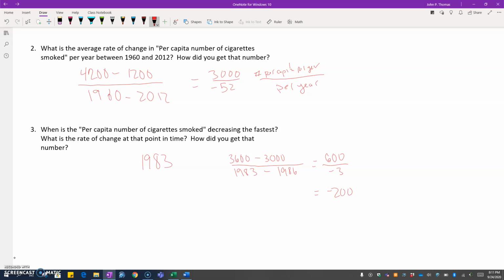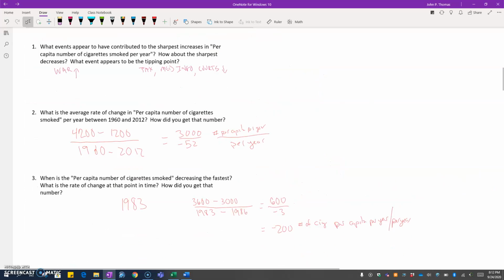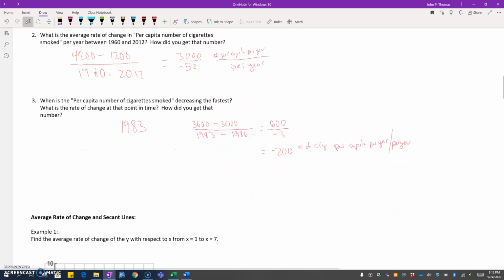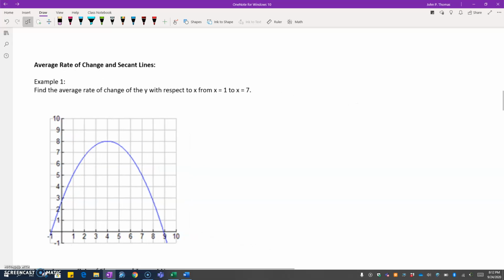And that would be number of cigarettes per capita per year. All right, and that would be the answer for that part of the question. Now, those are estimates. So if you were within a fair range of each of those estimates, I say you're in pretty good shape on this one. Now, the whole basis of this was looking at average rate of change. Most of the questions you're going to see are similar, so we'll look at those here in just a second.